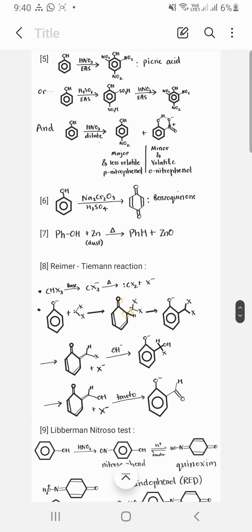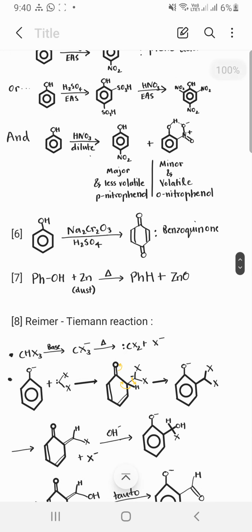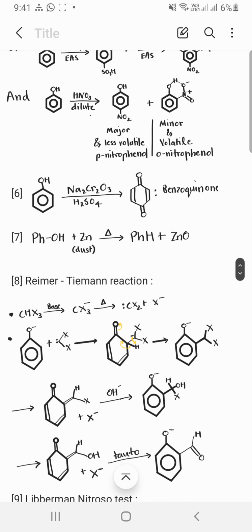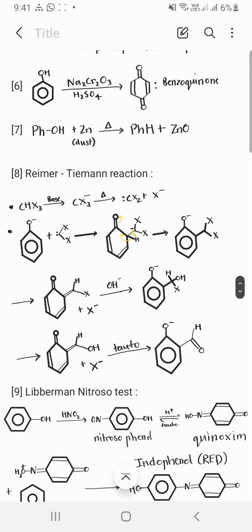Fine. Oh, that's something new. So it can do that. This is benzoquinone. Weird. That's also another weird reaction. So PhOH plus zinc. I wonder how it does that.